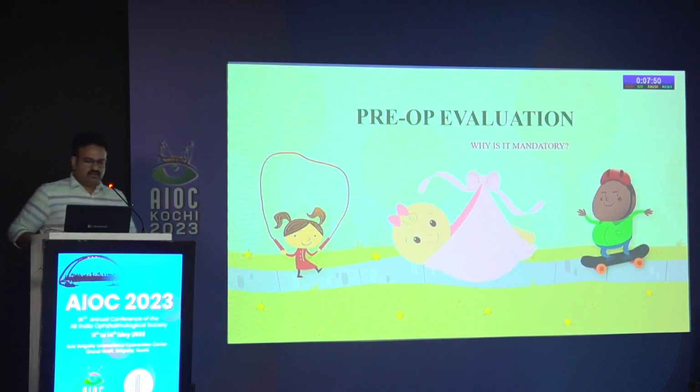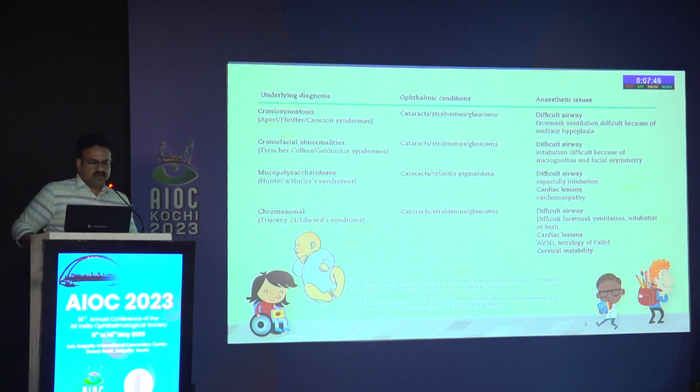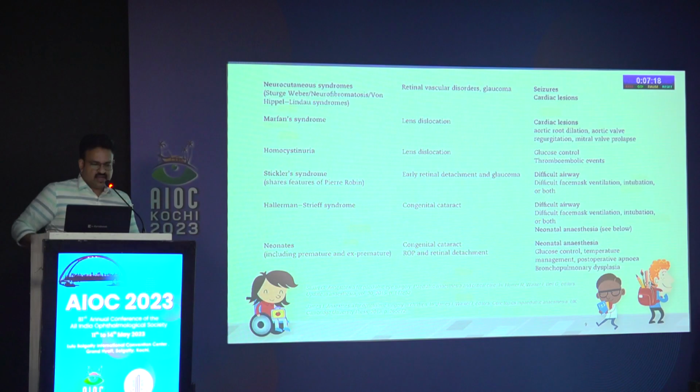Now, as we all know, why is pre-op evaluation mandatory in these kids? We know that many diagnostic issues can occur with children, like many of the underlying diagnoses and syndromic babies presenting with cataract, strabismus, and glaucoma. They have a particular set of anesthetic challenges like difficult airway and difficult mask ventilation. Many of them have cardiac lesions, and they do have cervical instability. Like Marfan syndrome and others, which have a lot of cardiac lesions. They can present with seizures in the postoperative period, and neonates as such have issues with glucose control, temperature management, postoperative apnea, and bronchopulmonary dysplasia.